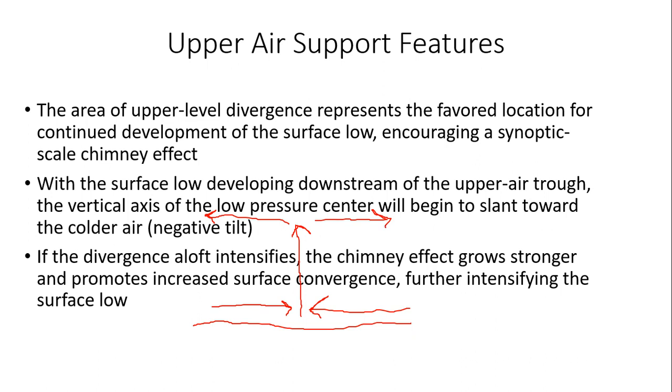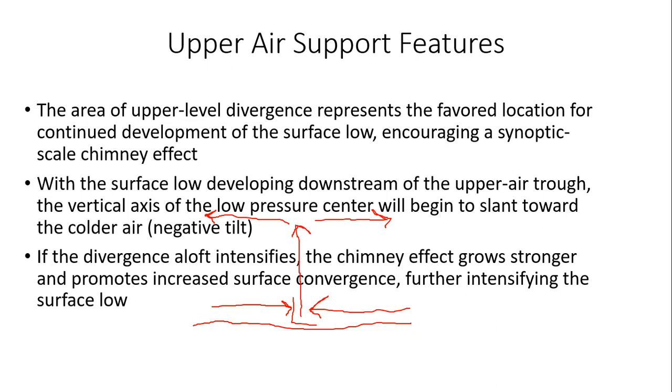This is the chimney effect. Low level convergence, upward vertical motion, and then upper level divergence over that low level convergence. That's a chimney effect. We're removing mass aloft over this air column, over this area of low pressure. Typically you have low pressure here at the surface. Okay. With the surface low developing downstream of that upper air trough, the vertical axis of the low pressure center will begin to slant or tilt toward the colder air with height.